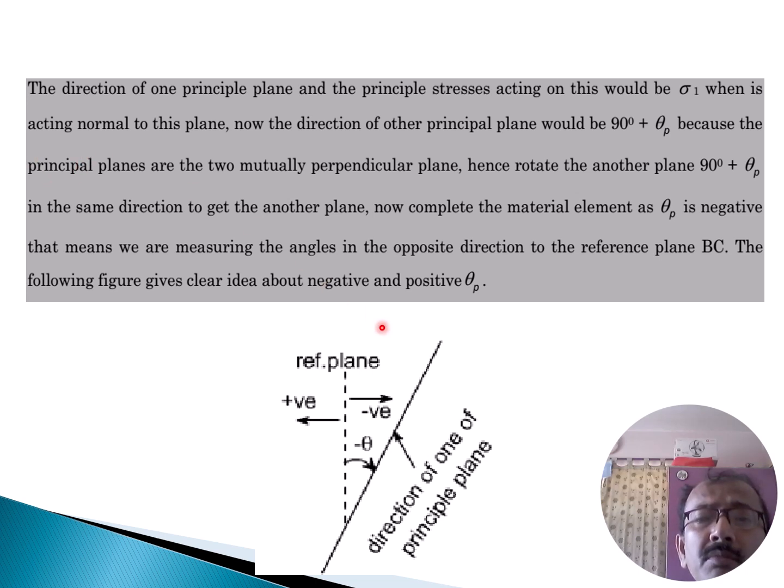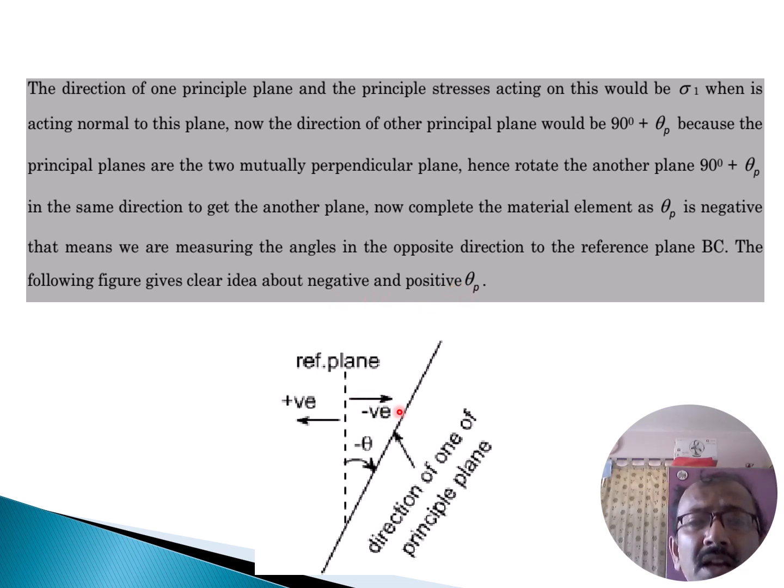Now it is very important: the direction of one principal plane and the principal stress acting on it, sigma 1, is acting normal to the plane. Now the direction of the other principal plane is theta plus 90, because the principal planes are two mutually perpendicular planes. Hence, rotate the other plane 90 plus theta p in the same direction to get the other plane. Now complete the material element. Theta p is negative, which means we are measuring the angle in the opposite direction to the reference plane.